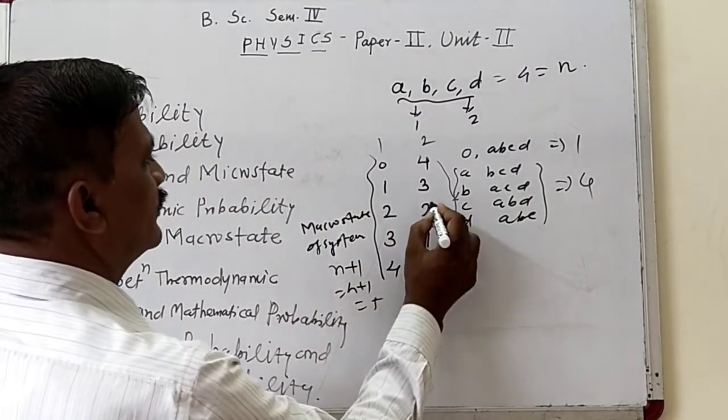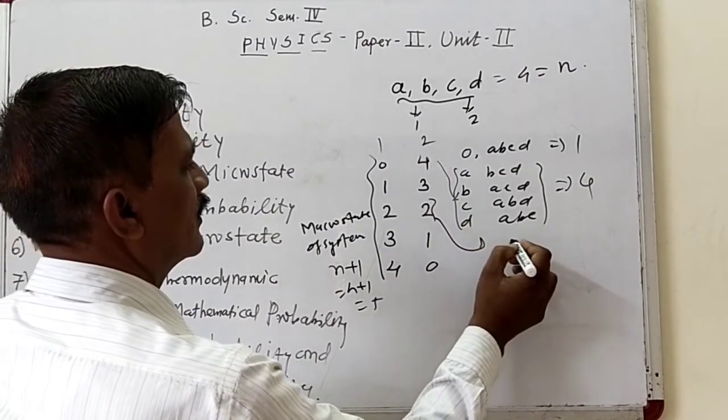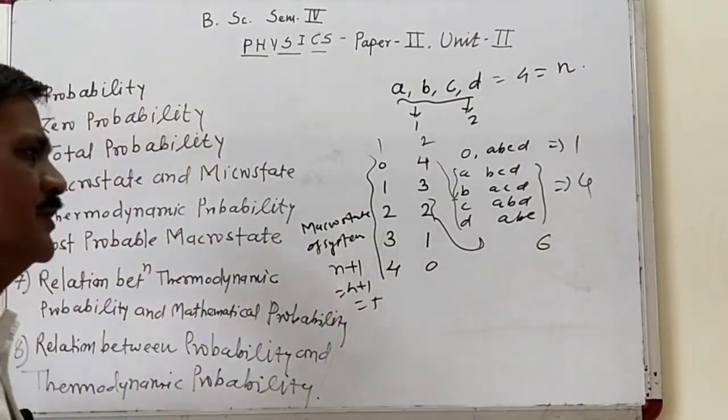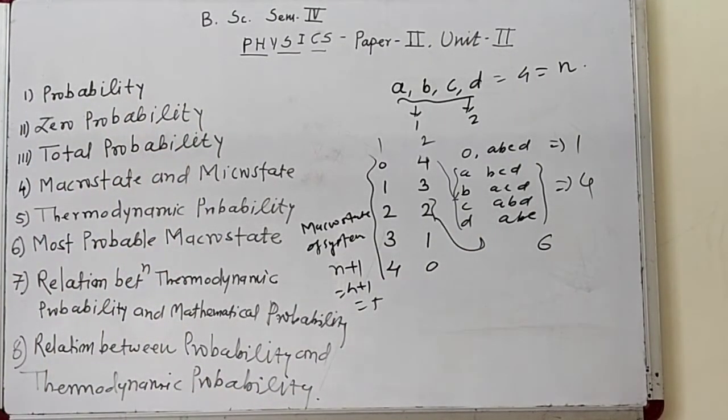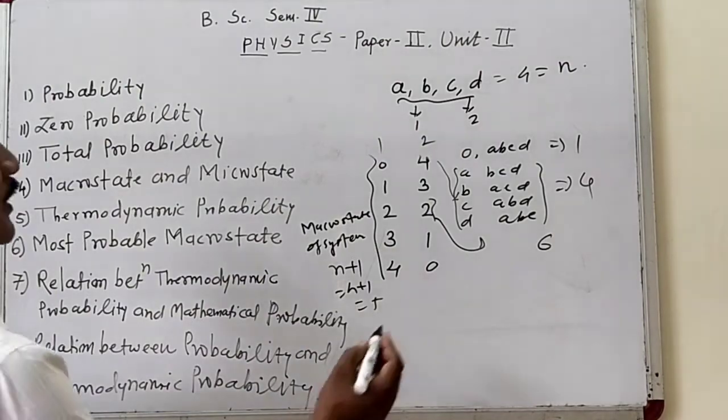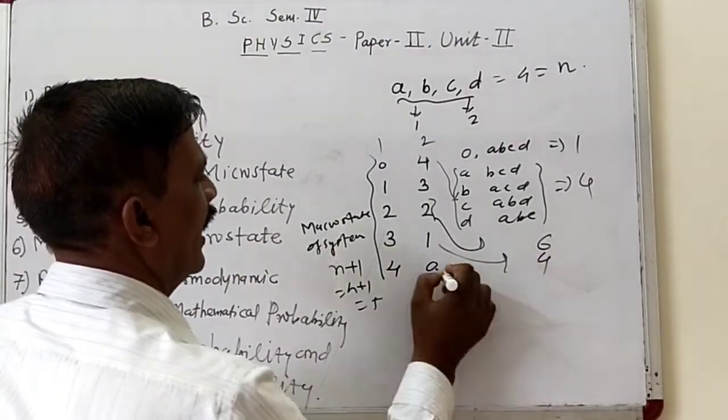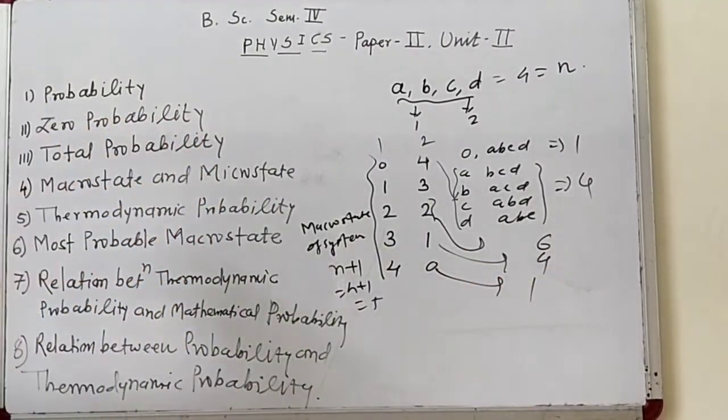For the 2 and 2 case there are 6 possibilities. That means take A, B in the first and C, D in the second; A, C in the first, and the other 2 in the second. In this way, the 6 possibilities we know already. For the 3 and 1 case it is again the same, 4, and for the 4 and 0 case there is one possibility.